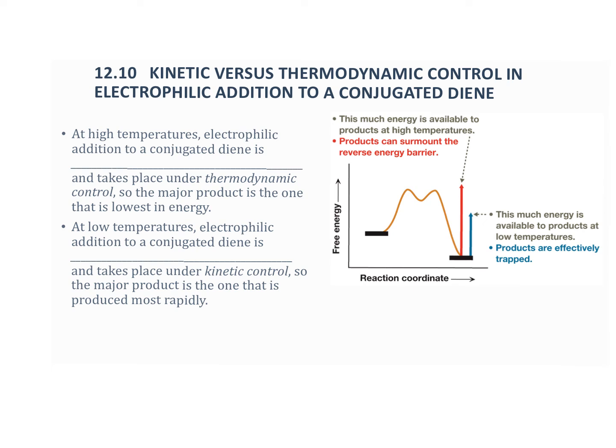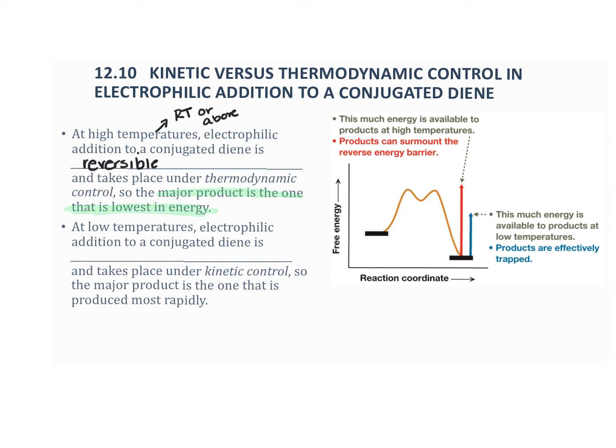because the temperature of the reaction governs whether the reaction is reversible or irreversible. So, at high temperatures, which, when we talk about high temperatures for us, is room temperature or above, okay? So if we're running this reaction at room temperature or above, electrophilic addition to conjugated dienes is reversible. And it takes place under thermodynamic control. So the major product is the one that's the lowest in energy, right?